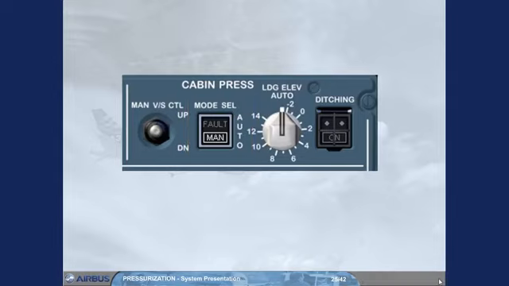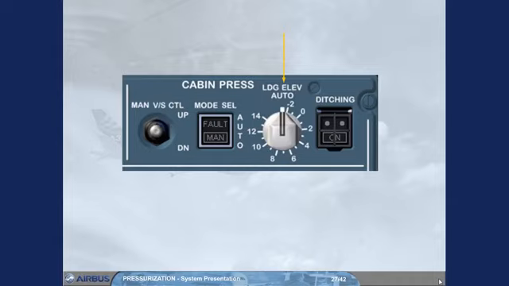The normal position for this push-button switch is lights out. In this position, the pressurization system is in automatic mode. The landing elevation selector normally remains in the auto position.